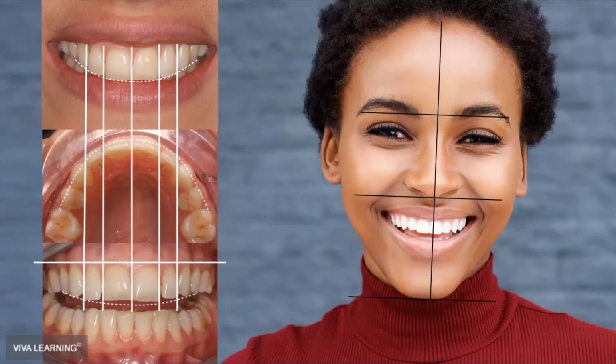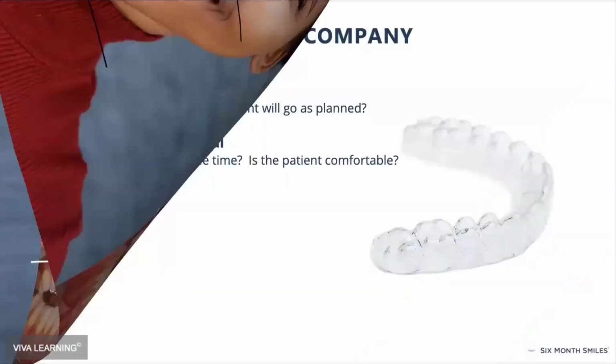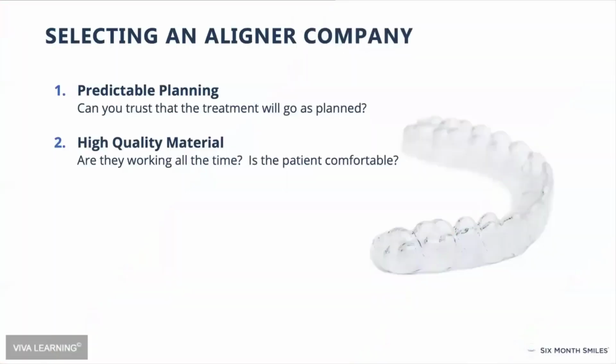Otherwise, you have a massive risk of failure, and that's the challenge, right? That's the challenge when planning and when using an aligner company. So that's within the predictable planning.